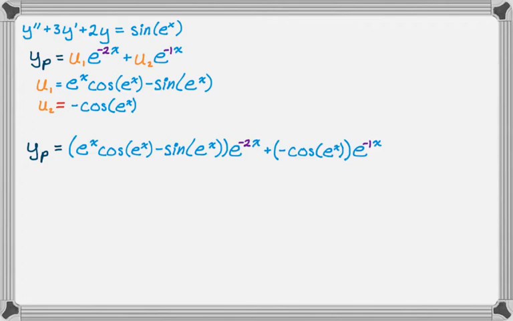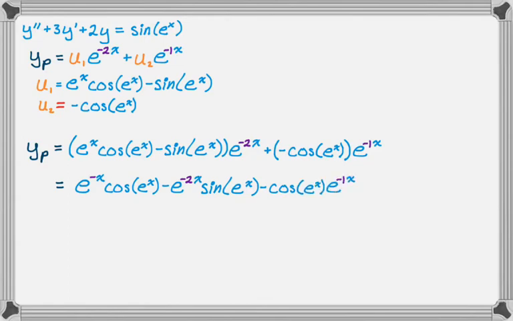I'm going to distribute the e to the negative 2x to get e to the negative x cosine of e to the x, because e to the x times e to the negative 2x is e to the x minus 2x, or e to the negative x. If you look at that, we have e to the negative x cosine of e to the x, and then minus cosine of e to the x times e to the negative x. They're the same, so these actually cancel. So y sub p is pretty simple in the end, and we get that.